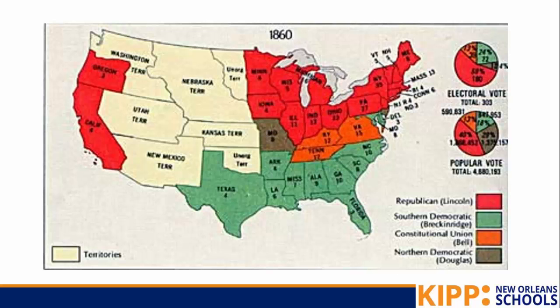Here we see, when we just look at how the Electoral College worked out, Southern states unanimously did not vote for Lincoln, whereas Northern states did. When it comes time to secede, all of the states that did not vote for Lincoln also chose to secede.